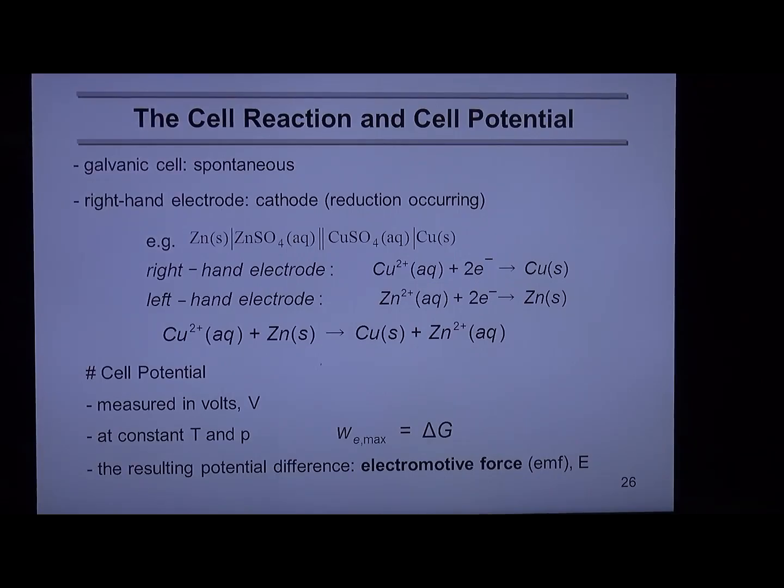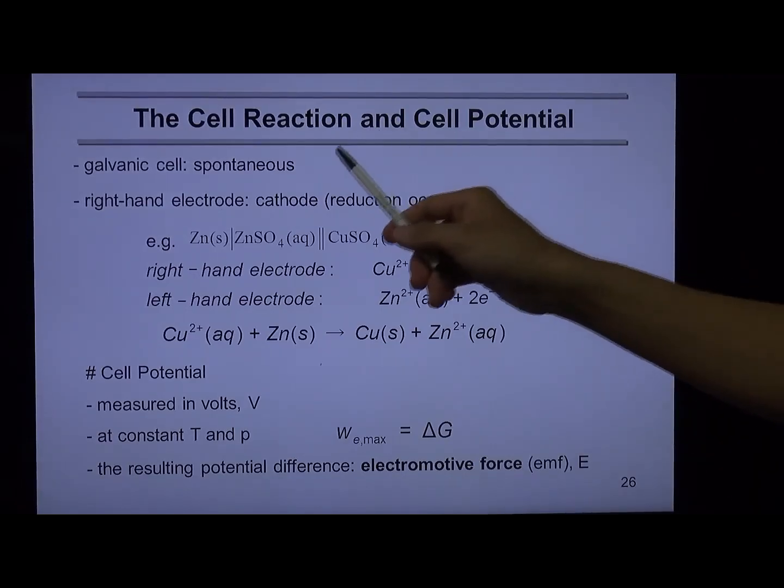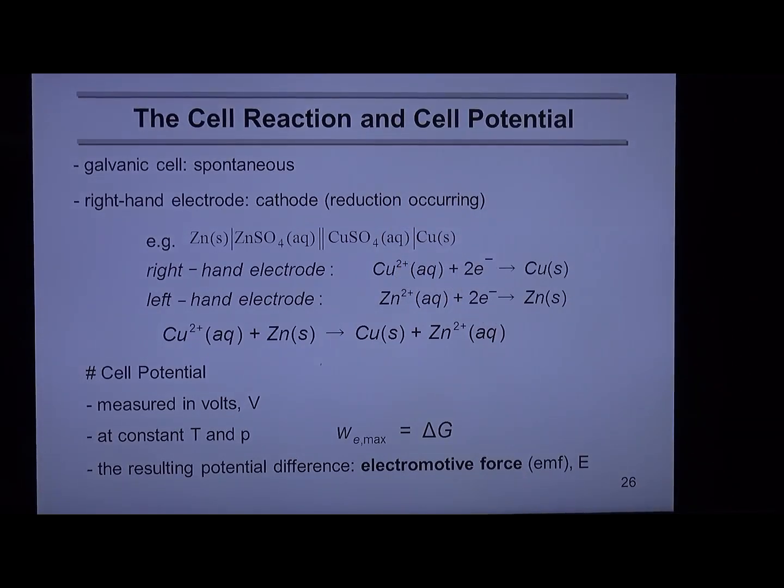Now let's move on to the important parts, the cell reaction and cell potential. We'll primarily consider only galvanic cells, okay? Basically generating electricity based on a spontaneous reaction. It's simple because there is a rule to express a galvanic cell.